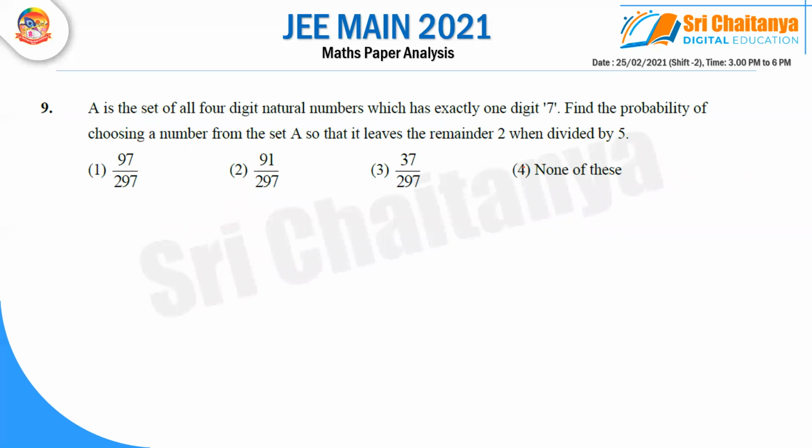Next, he gave a question of permutations and combinations. He's saying 4-digit numbers which have exactly 1 digit 7. Okay, now let us see how many numbers are possible.